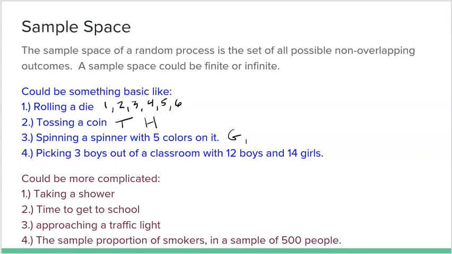Spinning a spinner with 5 colors. Well, it's either going to be green, it's going to be blue, it's going to be red, it's going to be yellow, or it's going to be navy blue. Whatever. I don't know what the colors are. But if I look at the spinner, I will know what the sample space is.